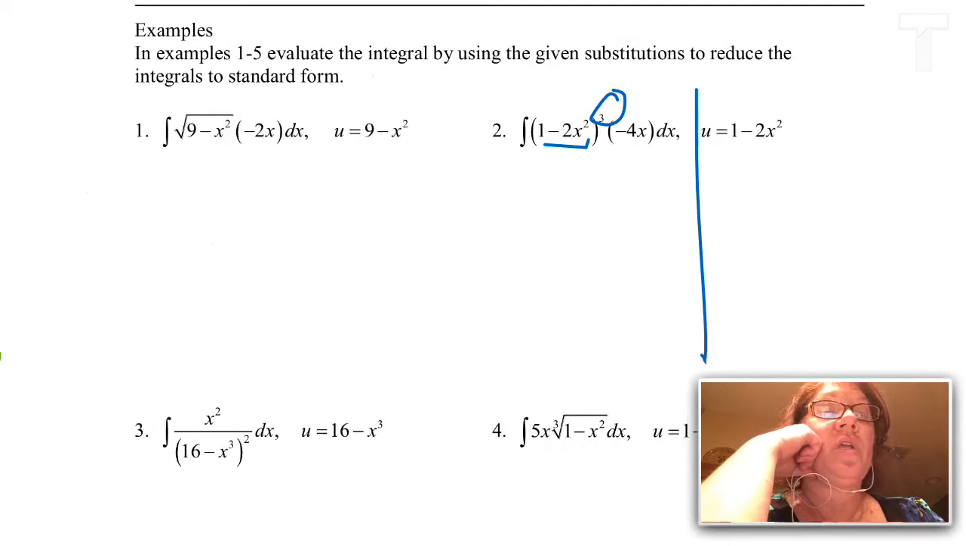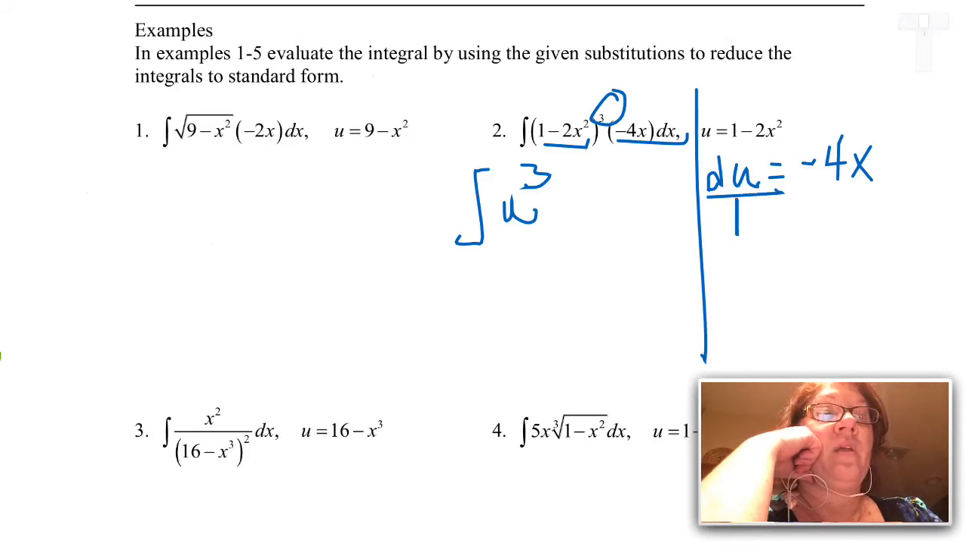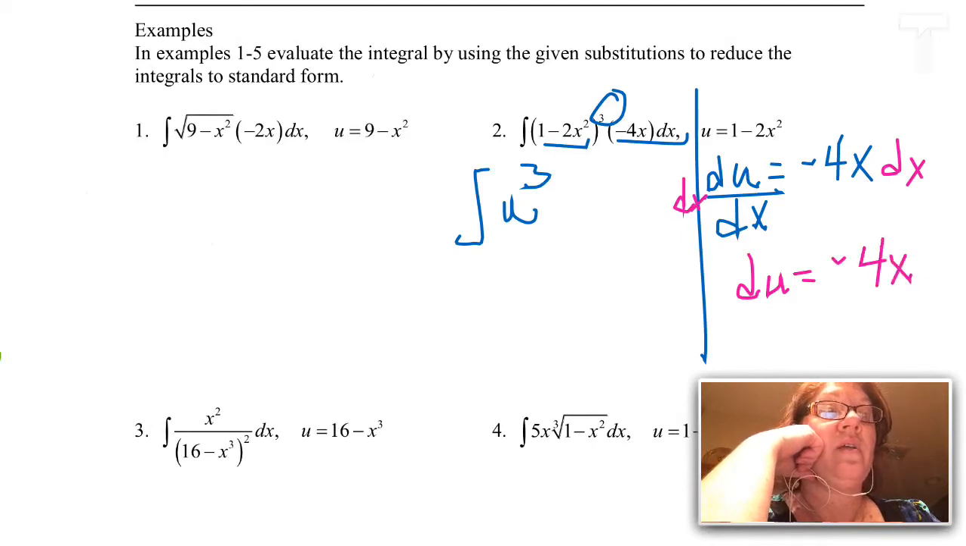So again, if I'm changing this to u cubed, then all of these other variables need to be now in terms of u. So I'm going to take the derivative over here on my u substitution. And of course, derivative of 1 is 0. Power down, I'll have negative 4x. And this was with respect to x. So of course, again, if I multiply both sides by dx, then du is negative 4x dx.